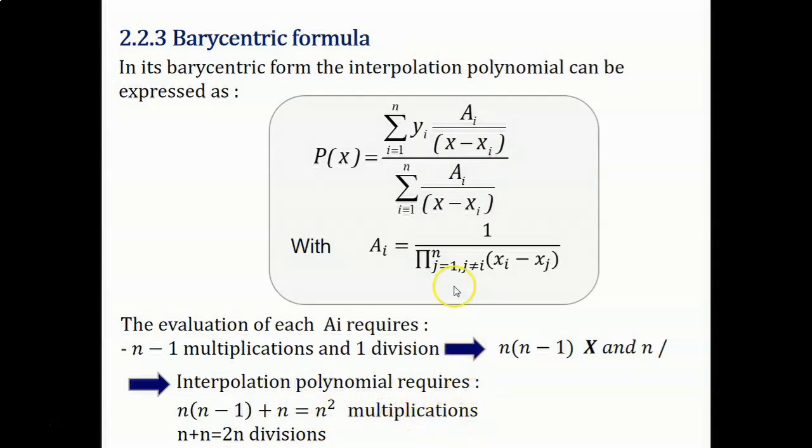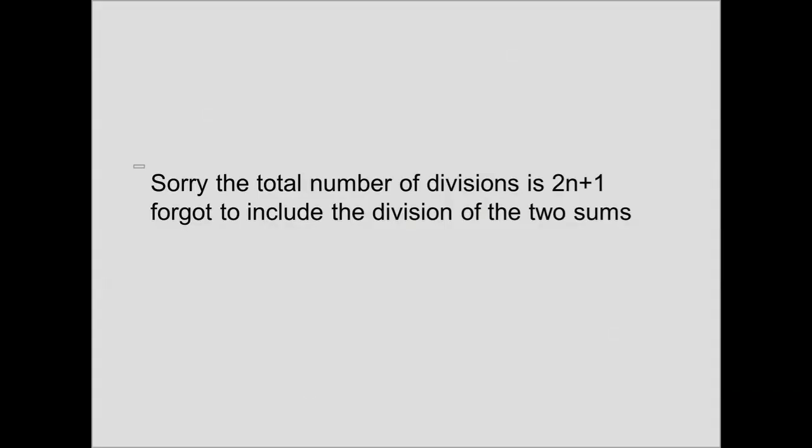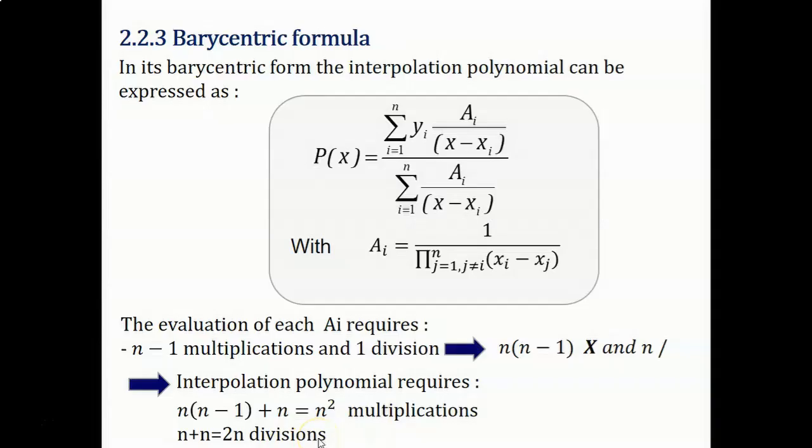Now for the number of divisions, you also have n additional divisions. Why? Because this quantity here is 1 division. Because it's the same quantity, you don't need to do the division 2 times. So you do it n times, so it's n divisions. You add and you get 2n divisions. So n squared multiplications and 2n divisions. Now this is already more efficient than the Lagrange interpolation polynomial form, because that required n squared multiplications but n multiplied by n minus 1 divisions. For large n, this is already more efficient.